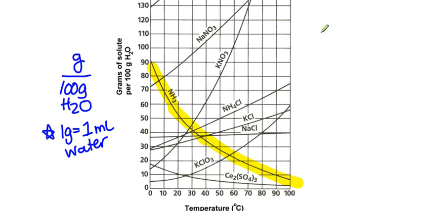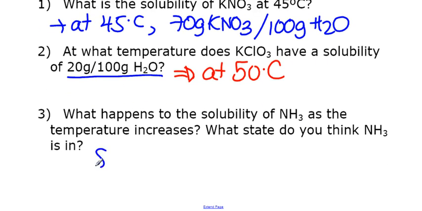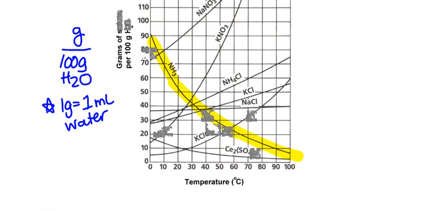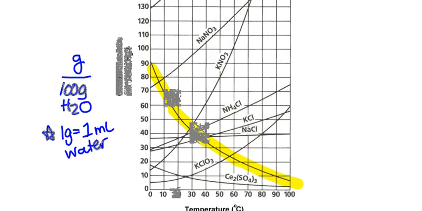Any guesses as to what state ammonia might be in? The only one that fits that trend is a gas. As the temperature increases, the solubility decreases. Now there are some other questions where you might have to do a little bit of computing or calculating with your practice problems. So try those out and see how you do.